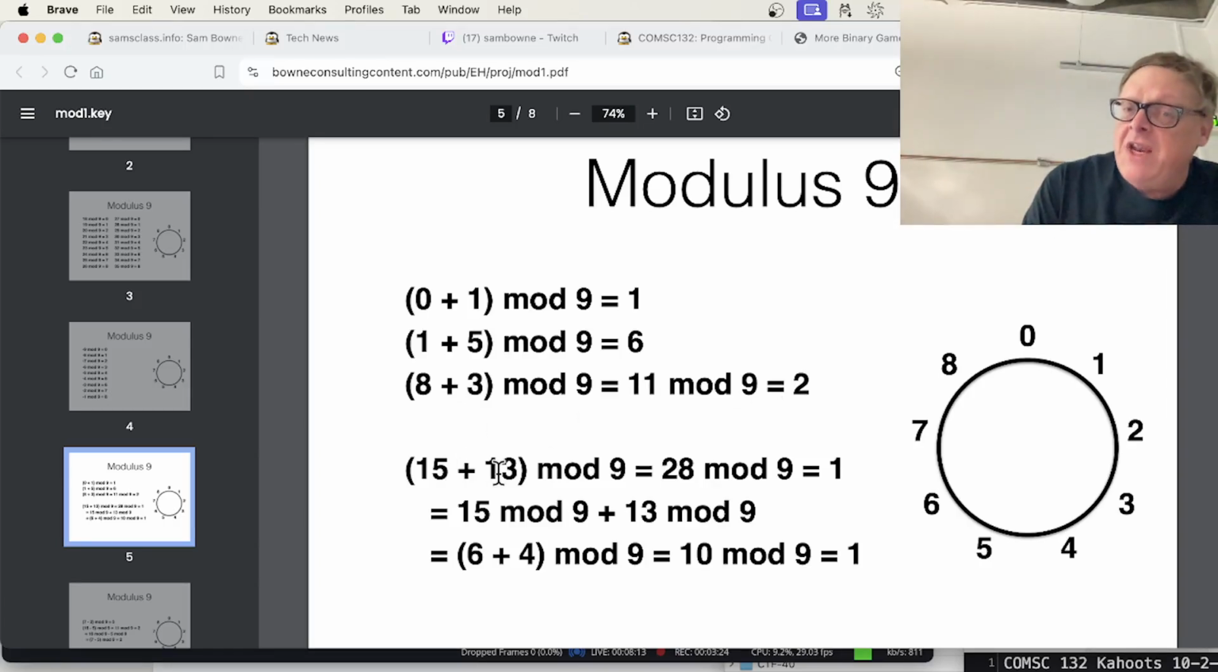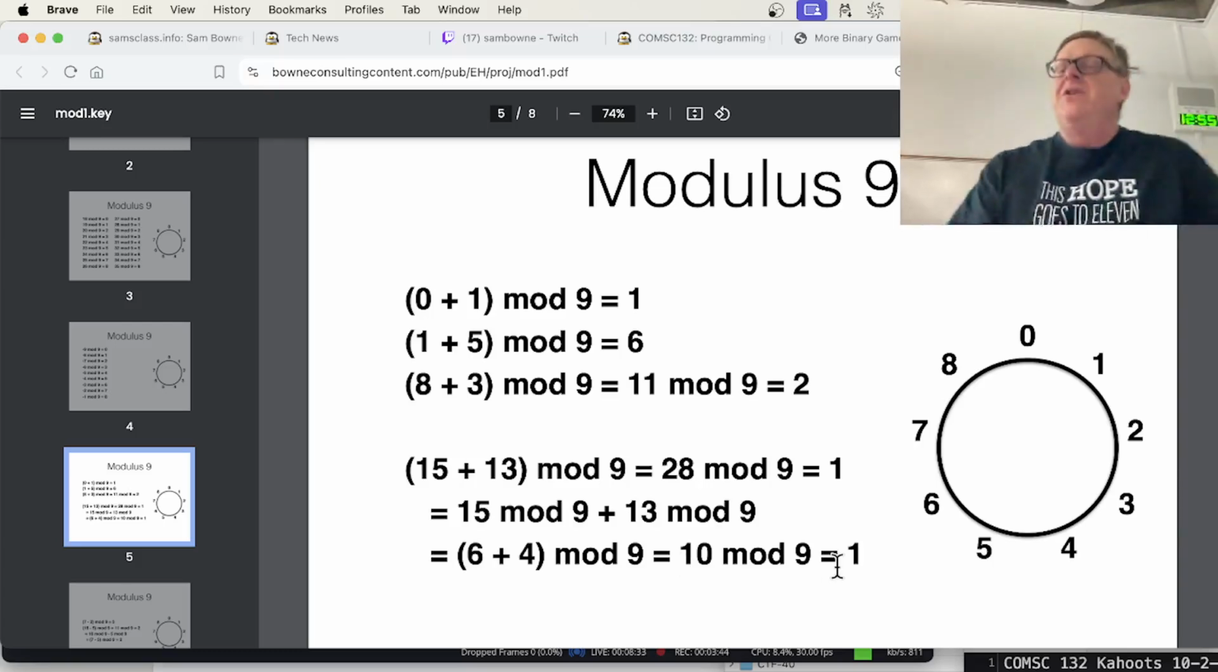15 plus 13 mod 9, you could do it by first doing the math inside here, so you get 28 mod 9, and that's 27 plus 1, so it's 3 9s plus 1, so it's 1. But you could also apply the mod separately to each term, 15 mod 9 plus 13 mod 9. This will give you 6, and this will give you 4, so then you have 10 mod 9. That's going to get you the same place.